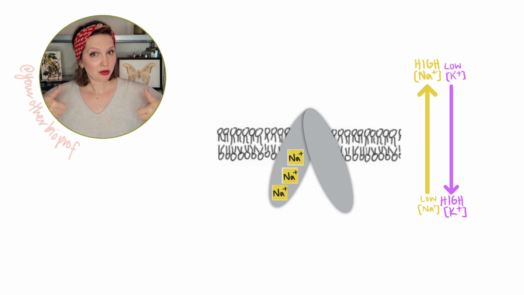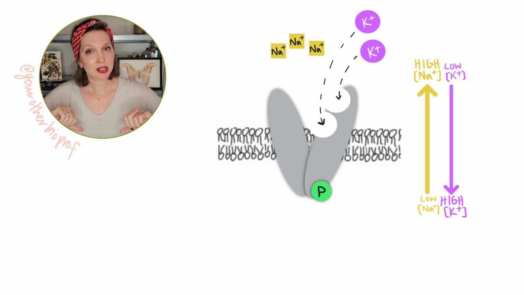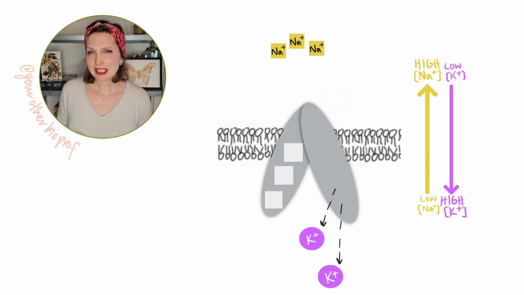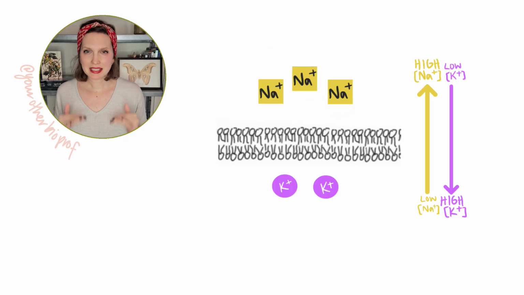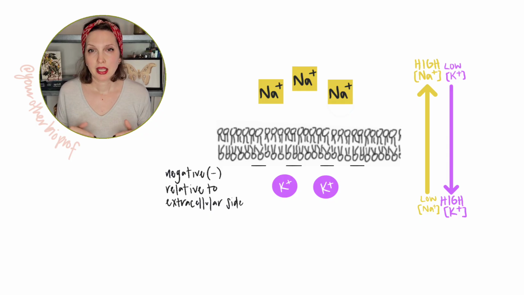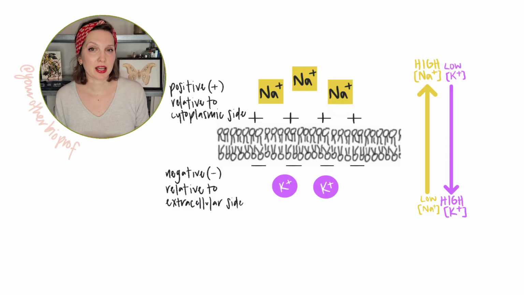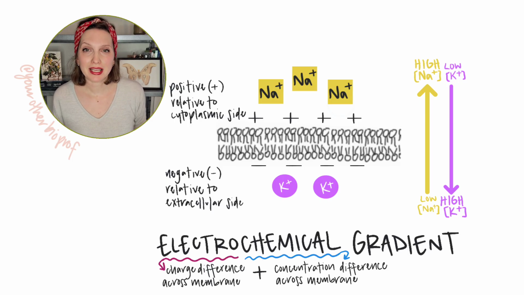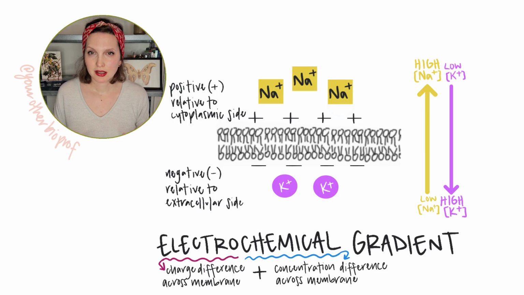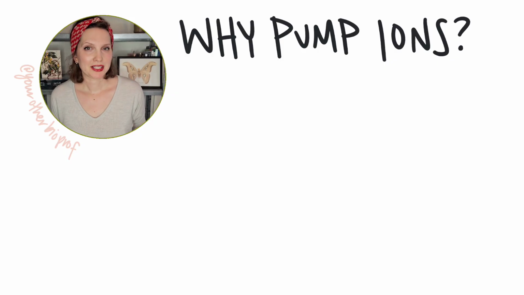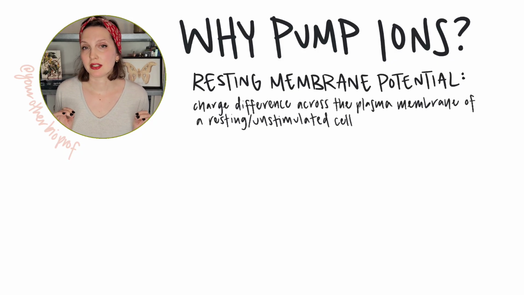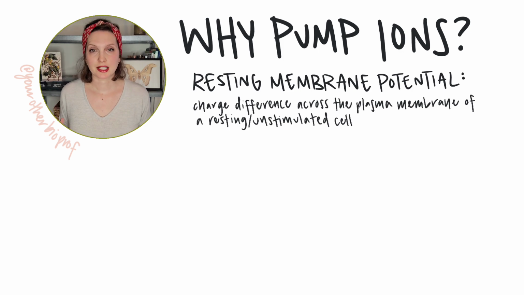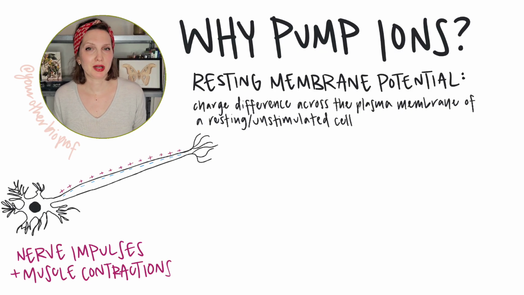So in each cycle, we pump out 3 positive charges and bring in 2 positive charges. That's a net export of 1 positive charge to the outside per cycle. That means that the inside, the cytoplasmic side of the membrane, is more negative than the extracellular side. We've got an electrochemical gradient. So not just a concentration difference, but a charge difference across the membrane. But why? Well, among other reasons, this establishes the resting potential of the cell, the difference in charge across the plasma membrane. Cells can use this to do things like send a nerve impulse or contract muscle.